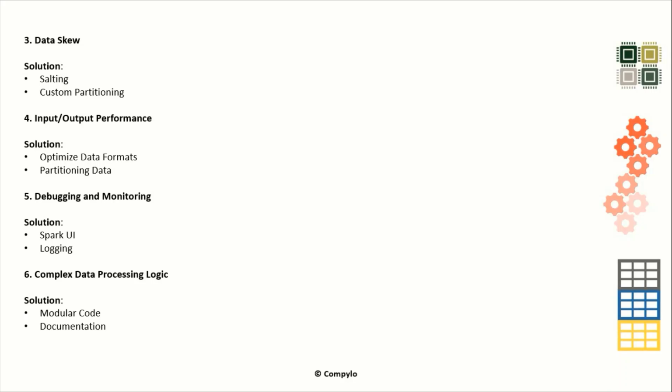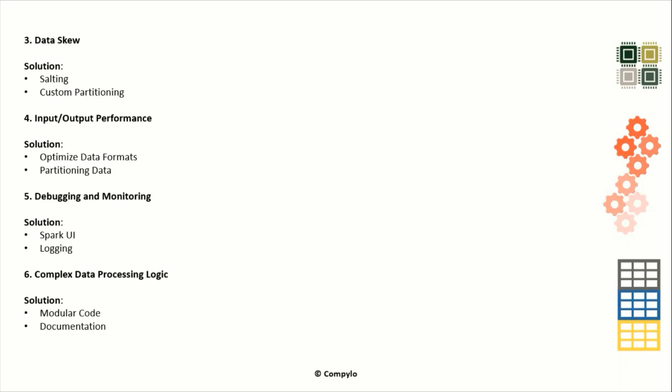Another point is debugging and monitoring. See, debugging issues in distributed environments can be complex and monitoring job progress can be challenging. And what could be the possible solutions? First is Spark UI. Utilize the Spark Web UI to monitor job stages, task execution times, and resource usage, which can help identify performance bottlenecks. Another solution could be logging. Implement comprehensive logging throughout the application to track progress and catch exceptions early.